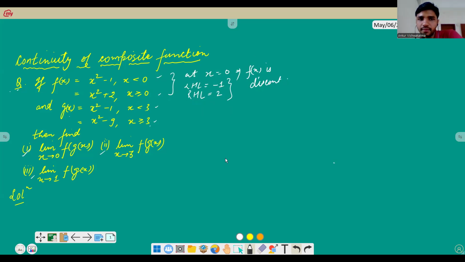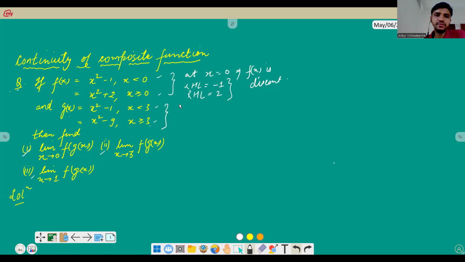Let us also check the continuity of g(x). For g(x), when x is less than 3, again it is a polynomial function, x square minus 1. And for x greater than 3, it is again a polynomial function, x square minus 9. So g(x) is continuous for x less than 3, and g(x) is also continuous for x greater than 3.